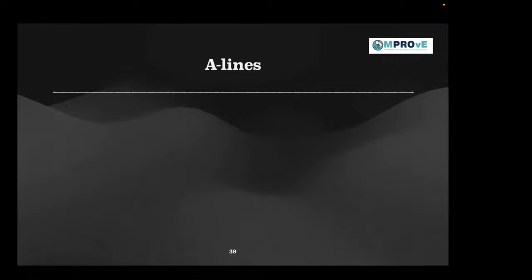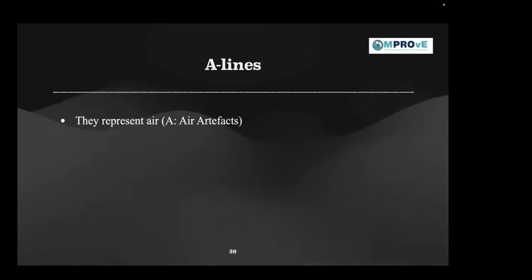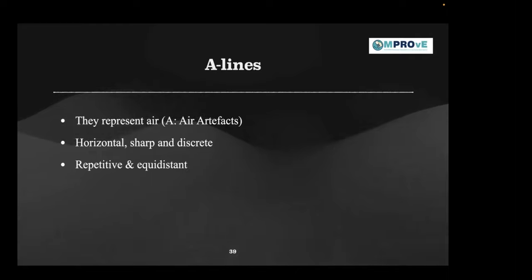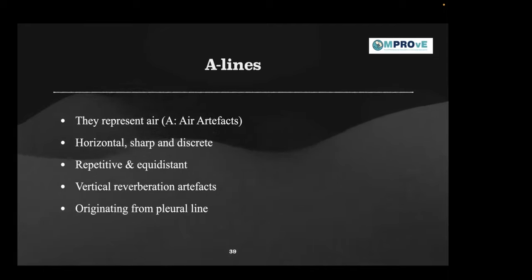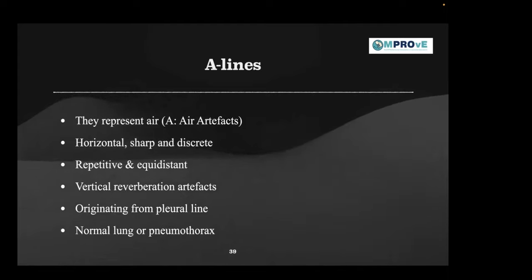So A lines, for the A profile, of course. A lines represent air, as we have discussed already. They are horizontal always. They are very sharp and discrete. They are repetitive and equidistant. We have gone through that, and it's a reverberation artifact that originates from the pleural line. You can see A lines in the normal lung, of course, lungs are supposed to be filled with air, or in the pneumothorax as well. Pneumothorax, air again. So you see A lines in a normal lung and the pneumothorax.